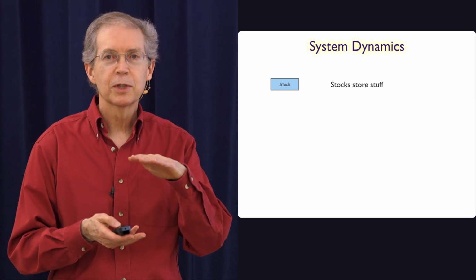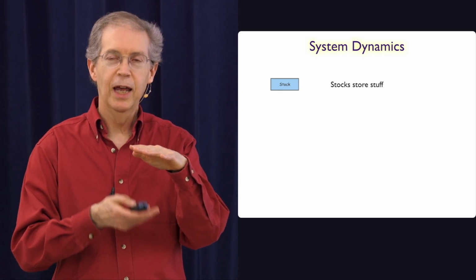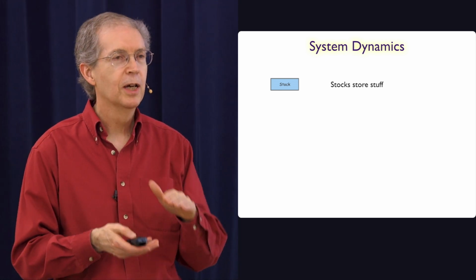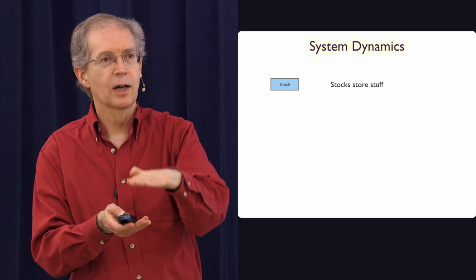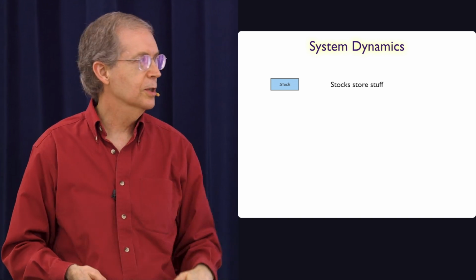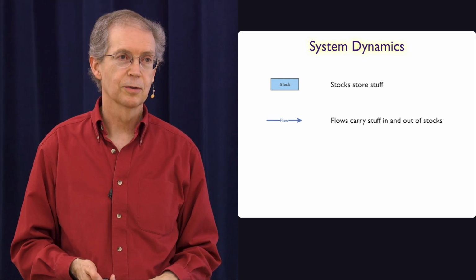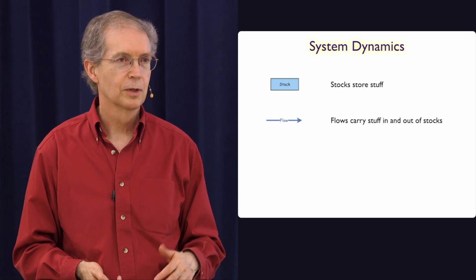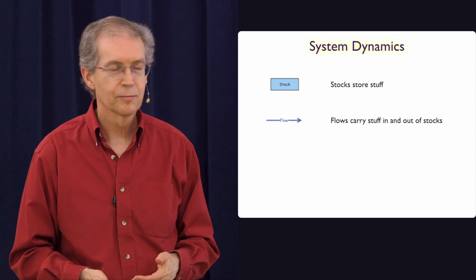It doesn't have to be material stuff, it just has to be stuff you can count, stuff you can add in and in some way keep track of how much is in that stock or how little, and how the level in the stock goes up and down. So just think of it as a container where stuff can go up and down. And the way it gets to go up and down is through flows. So stocks and flows. And the flows carry stuff in and out of stocks.